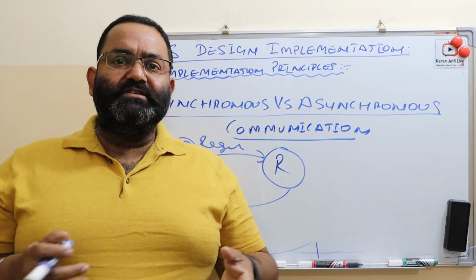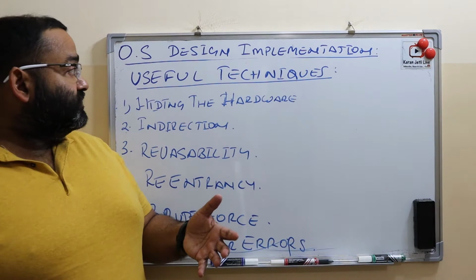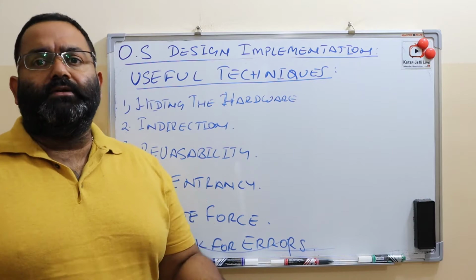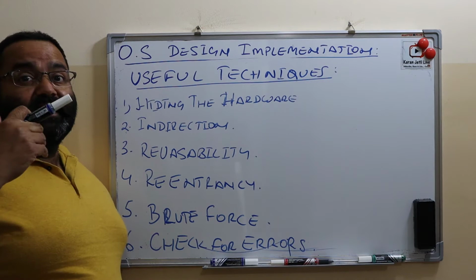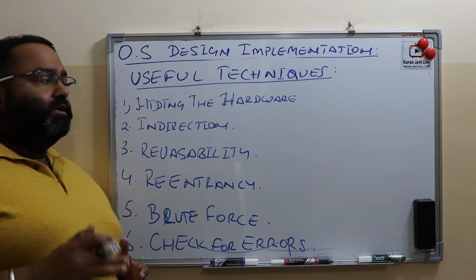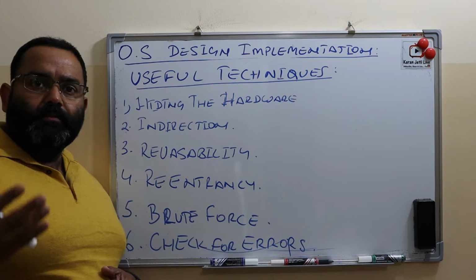Now guys, we will discuss some useful techniques which can help us design our operating system in a better way. These techniques are, first, hiding the hardware. Then we have indirection. Then we have reusability, reentrancy, brute force, and check for errors first. Now we will discuss each of these techniques one by one.